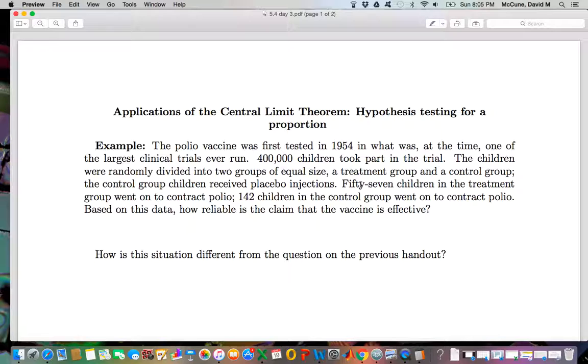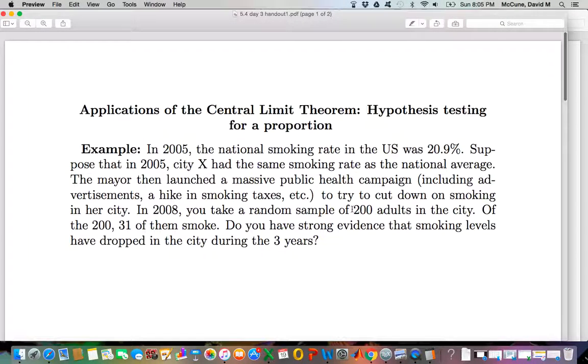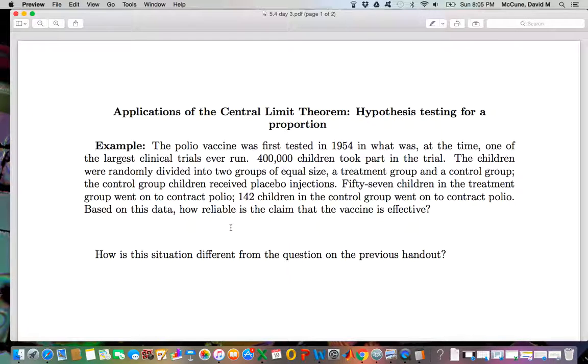Before I investigate this claim, that the vaccine is effective, I first want to point out this situation is different from the question that we just did. In that question, we are comparing a single proportion, 31 out of 200, to 20.9%. So a single proportion relative to some baseline. In this question, we actually have 2 proportions going on. We have a proportion of treatment kids who got polio and a proportion of control group kids who got polio.